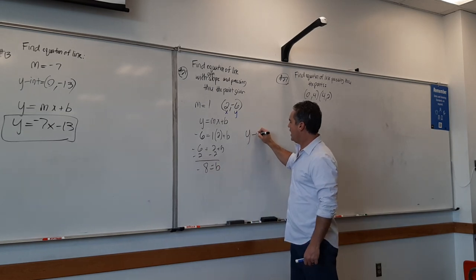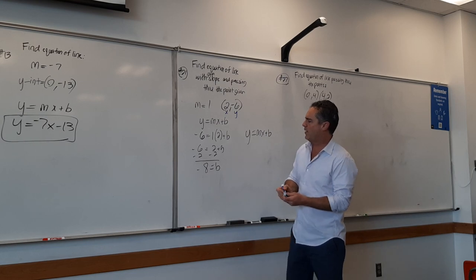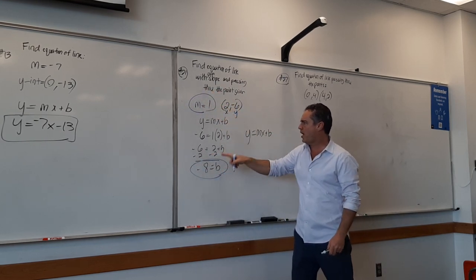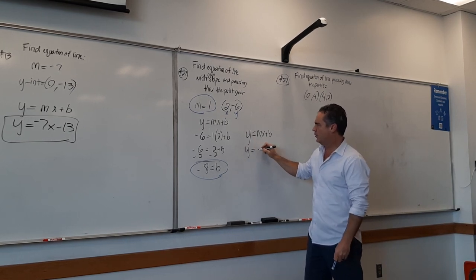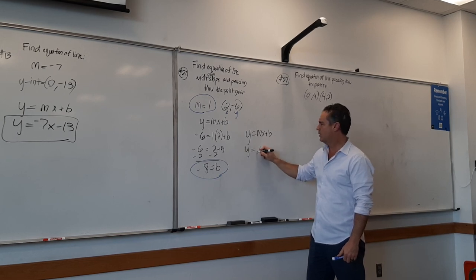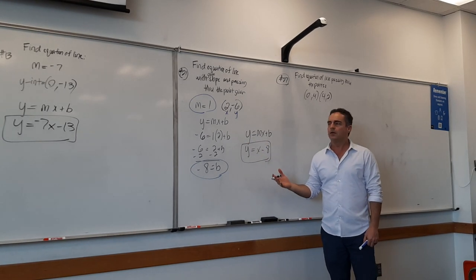And then y equals mx plus b. If we think about this, we have found m, and we have found b, and we plug them into this, and we get y equals, what's m? 1. And 1 times x is? x. And b is? -8, and that is the equation of that line. Look at this.